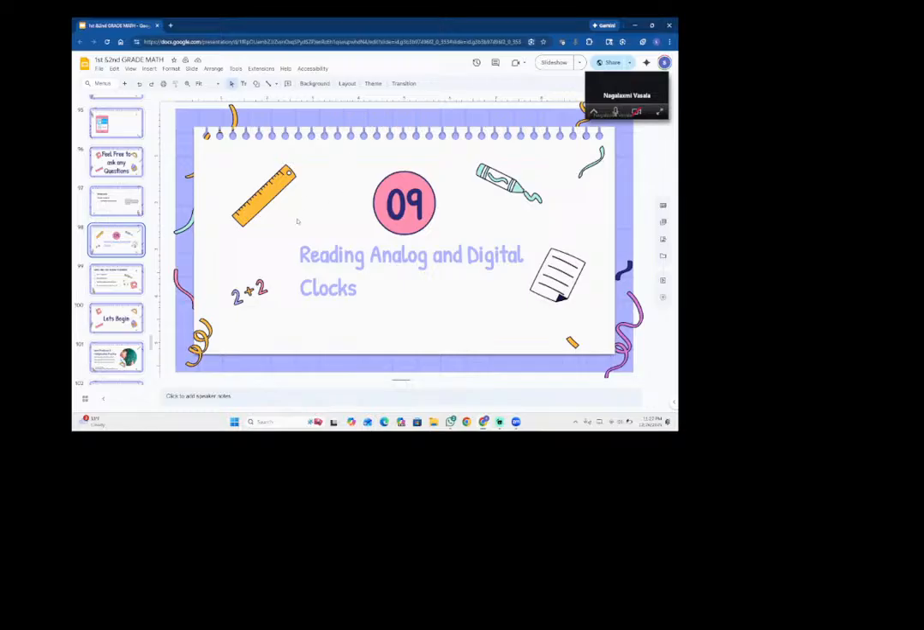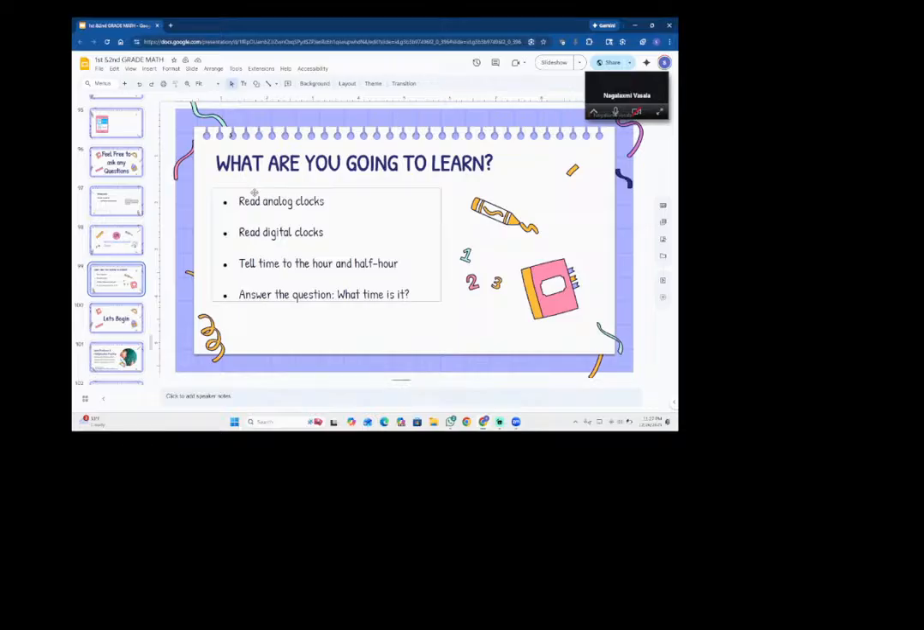Okay, in this class, we're reading analog and digital clocks. It'll focus mainly on analog and being able to tell the time from them. What are you going to learn? Read analog clocks, read digital clocks, tell time to the hour and half hour. Answer the question, what time is it? Let's begin.